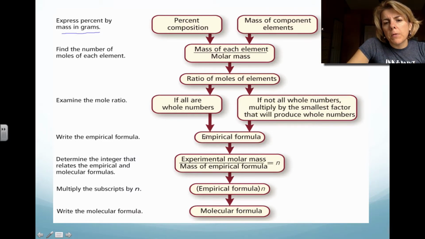Once you get the empirical formula, they have to tell you what the experimental is, and I'll give you some problems in class about that. And you're going to divide it by the mass of the empirical formula, and that'll give you some factor. Once you've gotten that factor, you apply it to the empirical formula. If it's a 1, it should be the same as the molecular formula. If it isn't, the empirical formula is going to be different than the molecular formula.